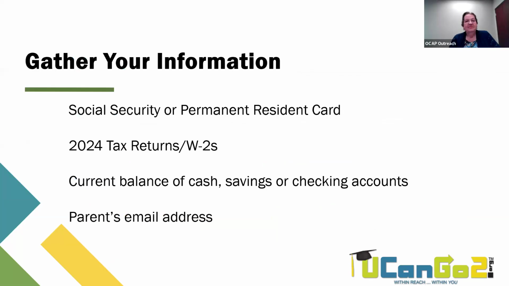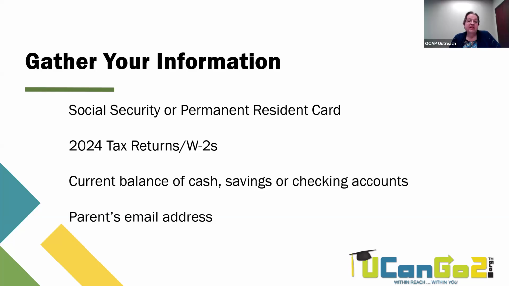Thank you. All right, in order to complete the FAFSA, this is what they need to gather up. Students probably need to gather less than parents. You'll need the Social Security or permanent resident card, and 2024 tax returns or W-2s. We're always using the tax information from 2 years prior to the year that they're starting school. They'll be starting in fall of 26, and so they need the 2024 tax returns.